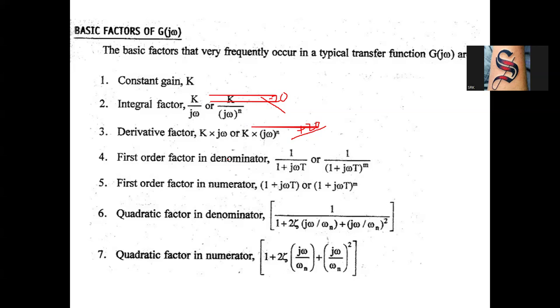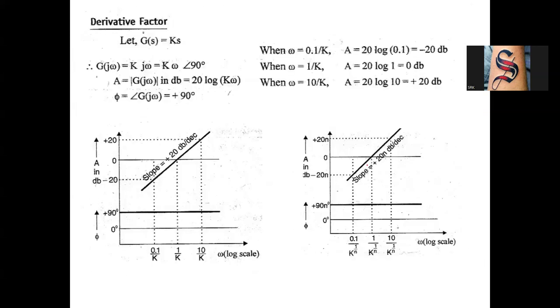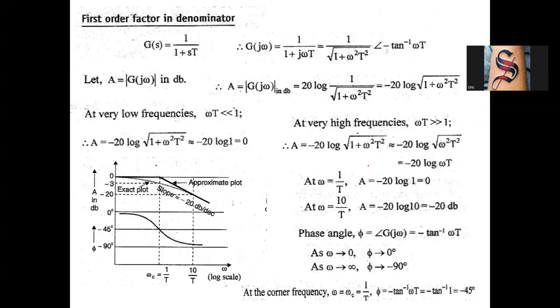Next, we will see the first order in the denominator factor. So let us take a transfer function G of s equal to 1 by 1 plus sT. Is it necessary to take 1 by 1 plus sT? It is not necessary. You can take any function, 1 by 5 plus sT, K plus sT, whatever it may be, but it must satisfy that it is first order in the denominator.